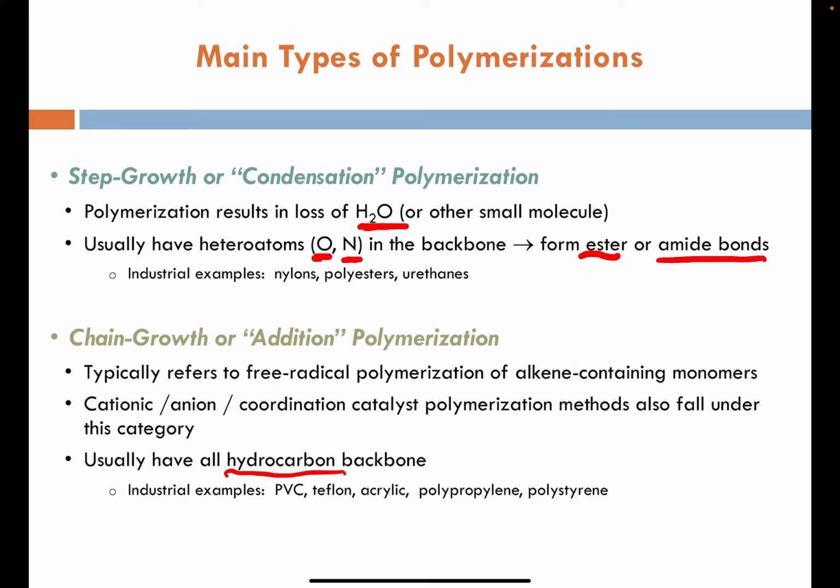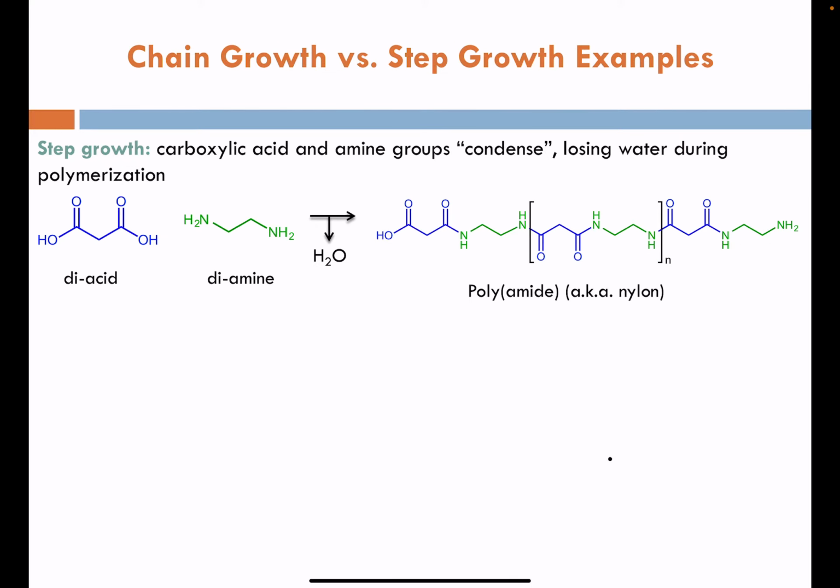So at the industrial level, typical polymers that result from chain growth or addition polymerization are things like polyvinyl chloride, PVC, Teflon, acrylics like plexiglass or PMMA, polypropylene, polystyrene, polyethylene are some examples. Okay, and clearly polystyrene is a topic for us for this lab. So, step growth polymerization, where we expect to eliminate a small molecule, is exemplified here.